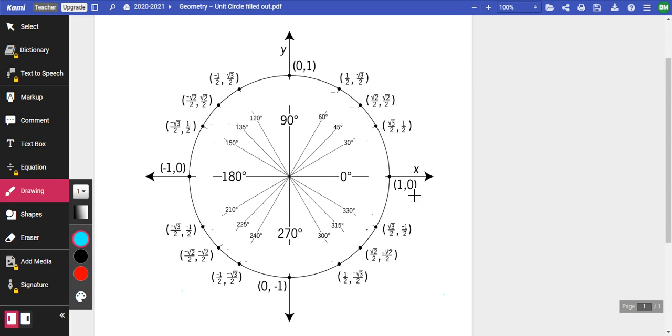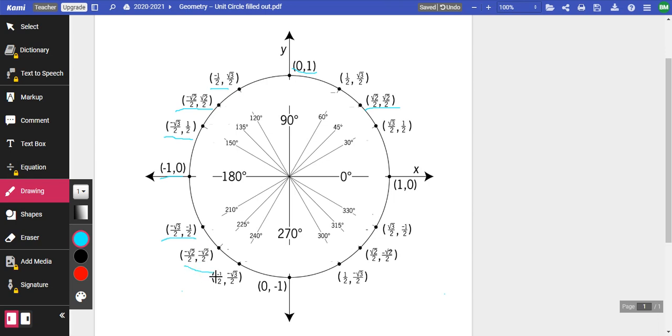At 0, or 360, we're at 1, 0. At 45, square root 2 over 2, square root 2 over 2, we're right here. 60 is 1/2, square root 3 over 2. 90 is 0, 1. 120 is -1/2, square root 3 over 2. 135 is negative square root 2 over 2, and square root 2 over 2. 150 is negative square root 3 over 2, 1/2. 180 is -1, 0. 210 is negative square root 3 over 2 and negative 1/2.